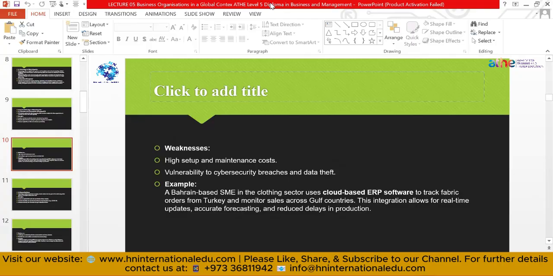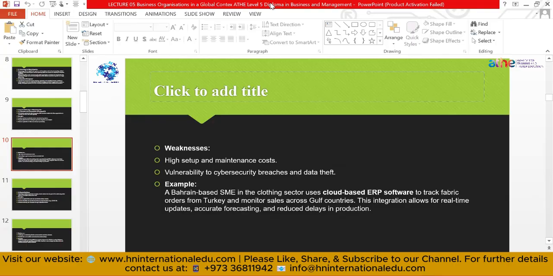Then we have the weaknesses: high setup and maintenance costs. Yes, it is very expensive. You need to have excellent connections. Vulnerability to cybersecurity breaches and data theft. Yes, cybercrime is at a high rate. The hackers are always on alert. Even if the accounts of normal people get hacked, then you can imagine the frequency of attacks on the security of all the big brands and organizations.